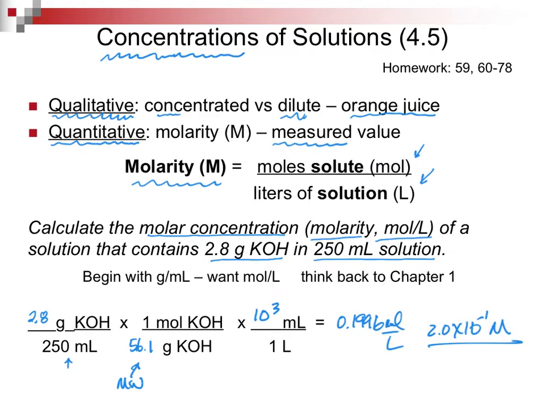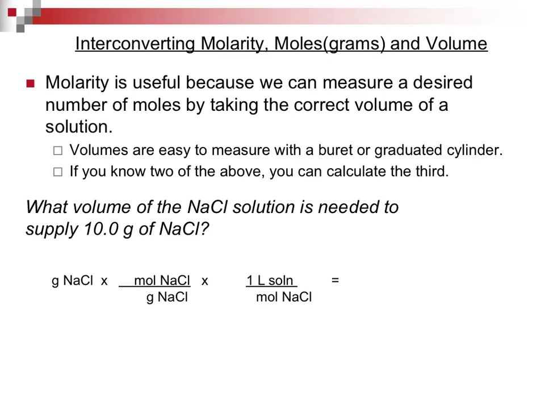You may see a problem like that. You may see a problem like this, where you have to do an interconversion. So why do we use molarity? Because it's really easy to find a volume using a burette if we have a stock solution. This one says, what volume of the, and I changed it to an actual amount of NaCl. What I did is I made it a 5.43 molar. That makes the problem a little bit easier to discuss. If I want 10 grams of sodium chloride from that stock solution, what will I do?